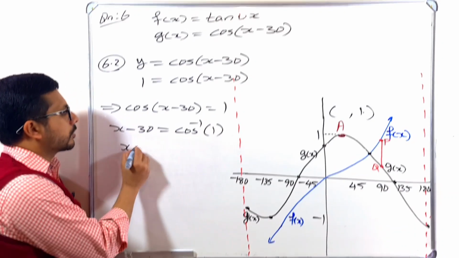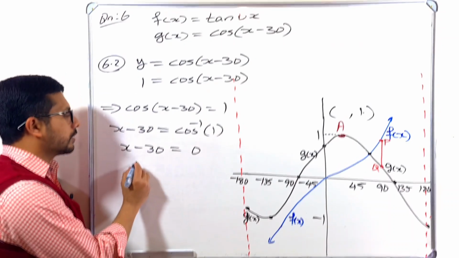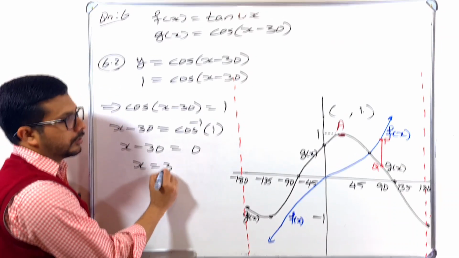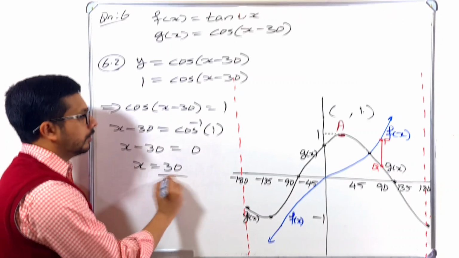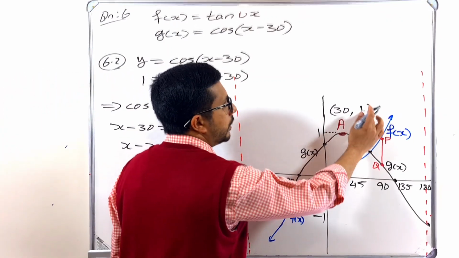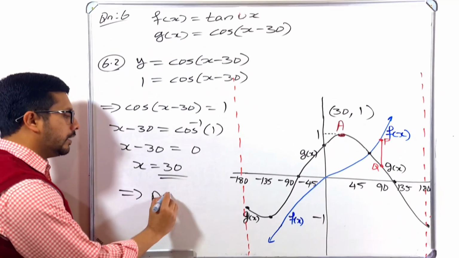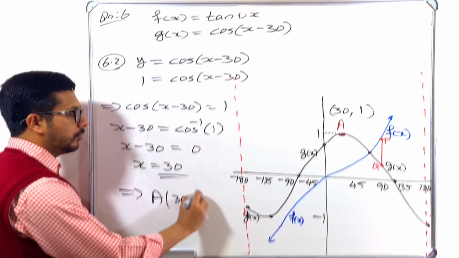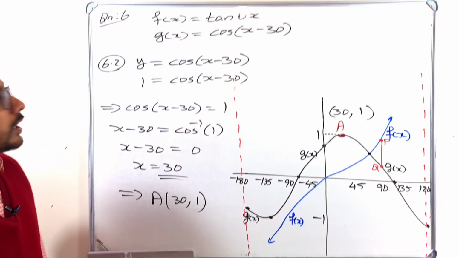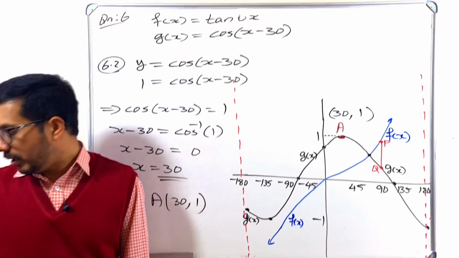Okay. So x minus 30 is equal to 0. So what is the value of x? x is equal to 30. So it means that at this point A, the x value is 30 and the y value is 1. So it implies that A is (30, 1). Okay. So that is question number 6.2. Now let's move to question number 6.3.